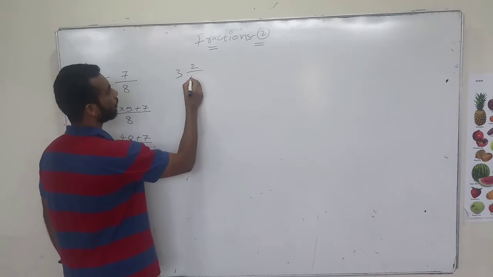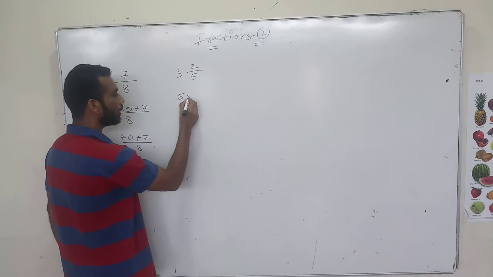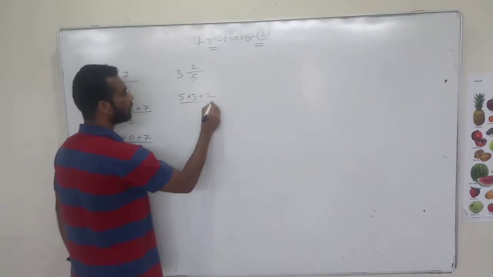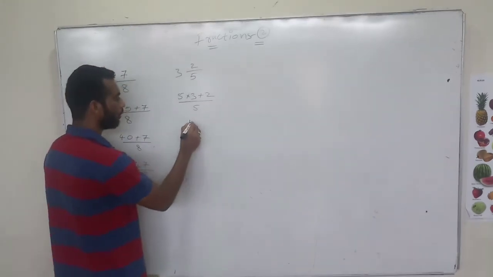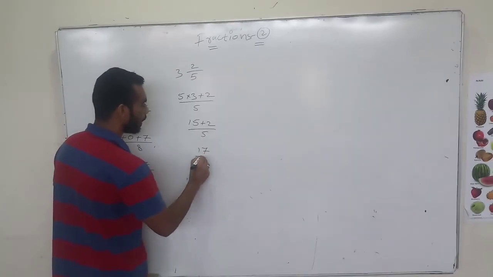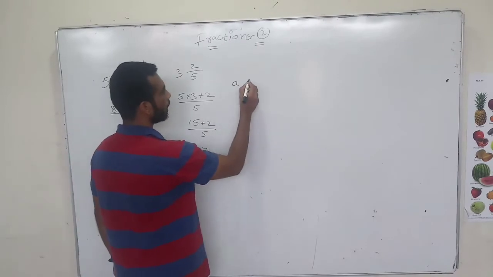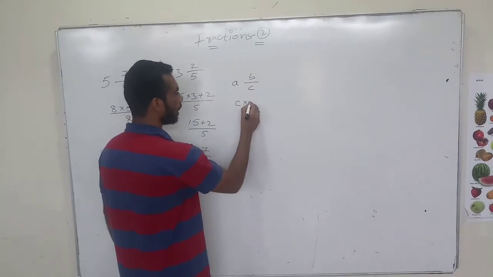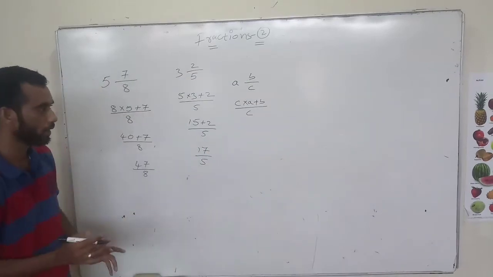3 2/5. Now 5 into 3 plus 2 by 5. 5 threes are 15, plus 2, by 5. That is 17 by 5. Take it as A, B, C: C into A plus B, by C.